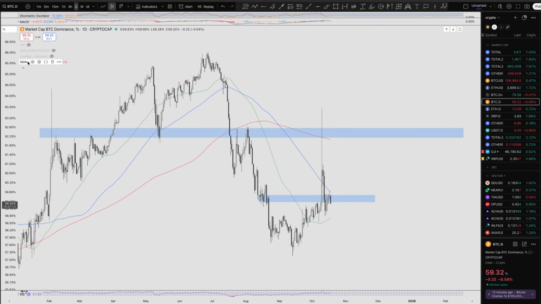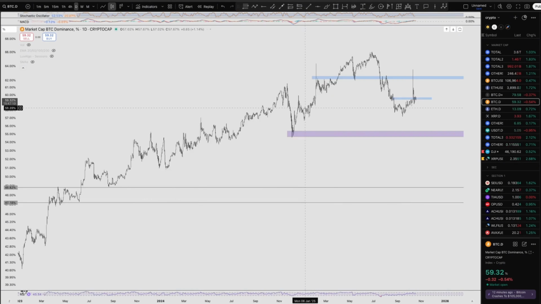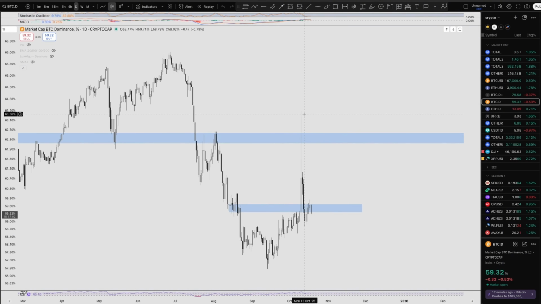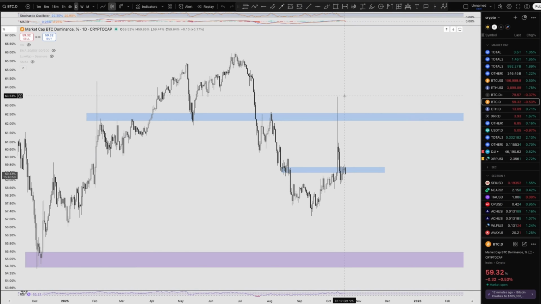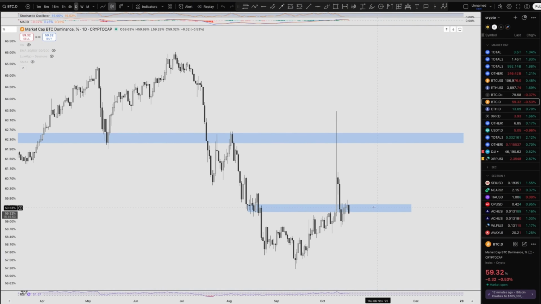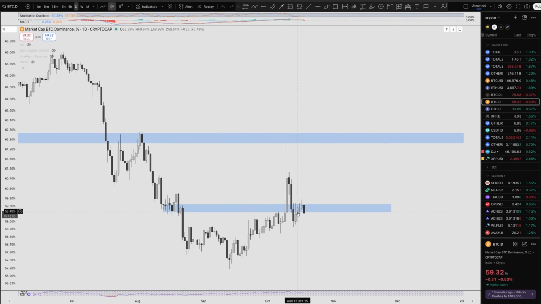This is Bitcoin dominance. When Bitcoin dominance goes down, it's very good for altcoins. What you see here after that liquidity event I talked about, it went up, tested this resistance, and then sharply dropped back down. Now it's hit this resistance again, and interestingly, it hasn't been able to break through it yet.